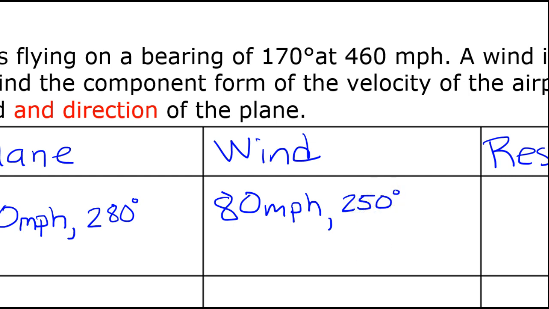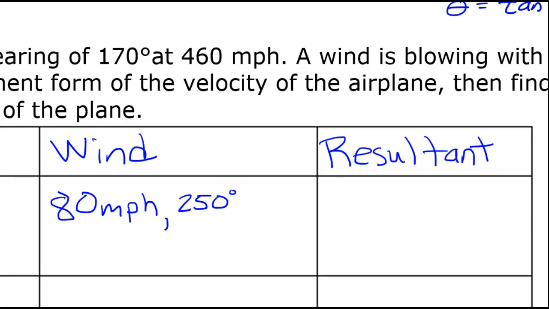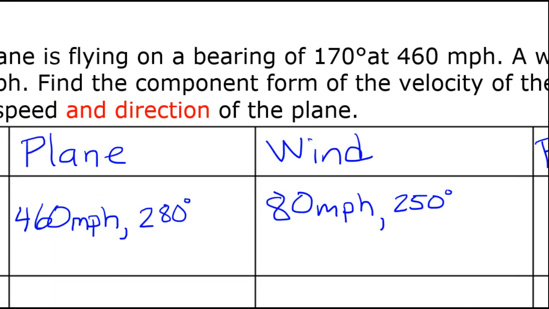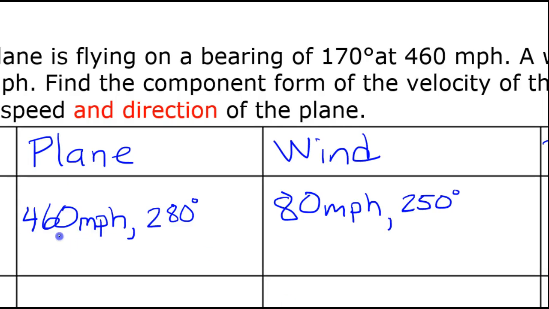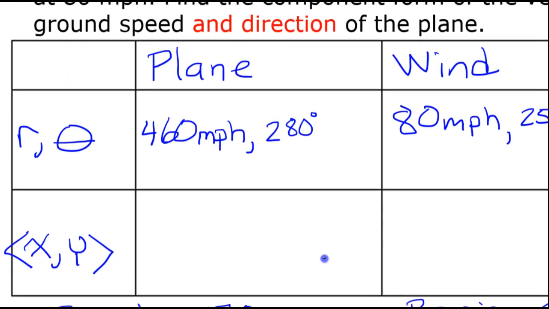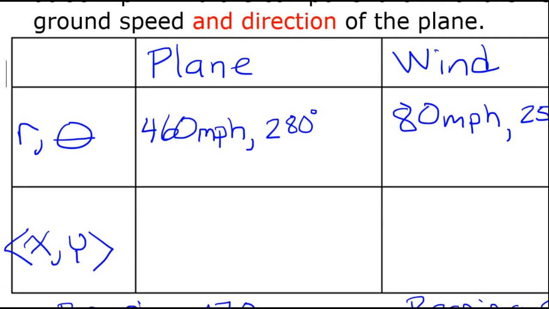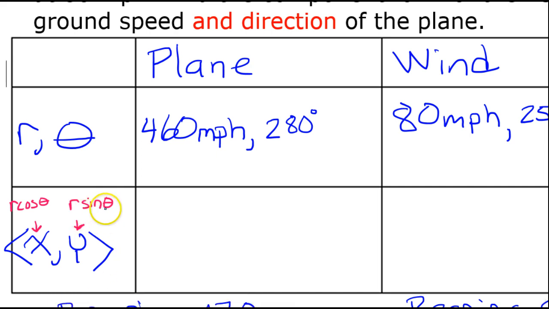Now we want the resultant vector, we want the magnitude and direction of the resultant. There is no way that we can directly get the magnitude and direction of the resultant from this information. I can't just add these or anything like that. That's why we need to convert these into component form. The way you convert to component form is, if you want the horizontal component, you do r cosine theta. If you want the vertical component, you do r sine theta.